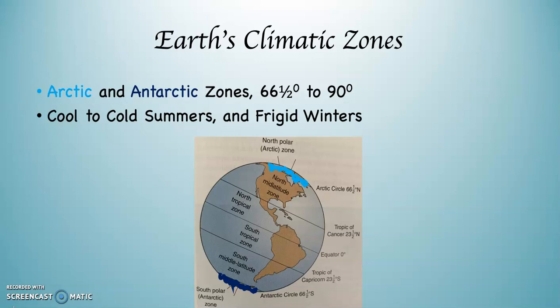And as you know, these are places that much of them are not going to be getting any sunlight at all. And that will allow for maximum cooling to occur. These are also the only two zones that receive 24 hours of daylight during their summer months and 24 hours of darkness during their winter months.